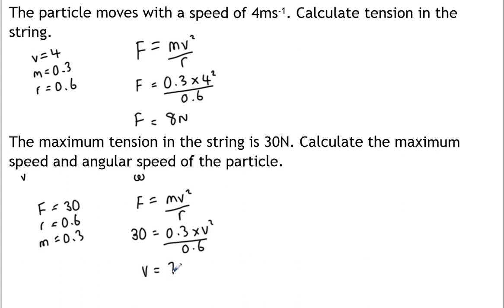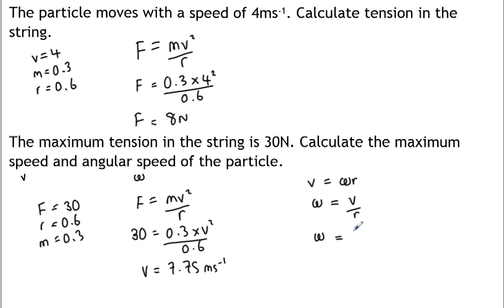You should get a velocity of 7.75 meters per second. Okay, so that is the fastest that this particle can travel. Any faster, the string will snap. If I convert that to an angular velocity, so v equals omega r, omega equals v over r, which we saw on the previous slide when we made our second version of the formula.